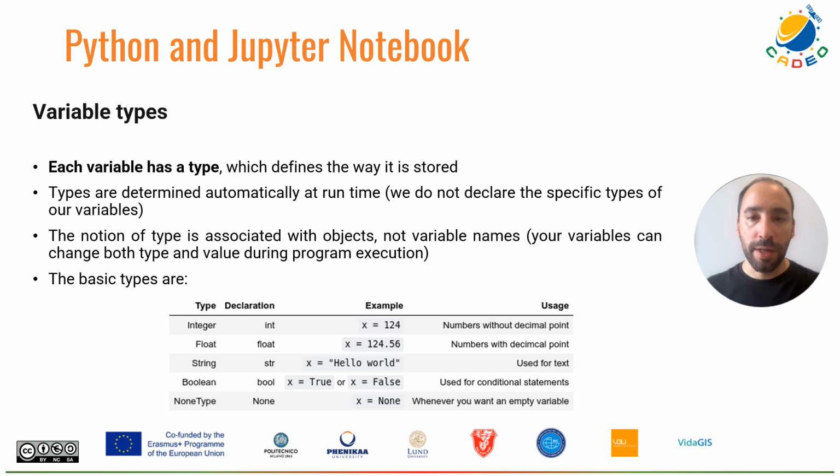This means that you don't have to declare the types of your variables beforehand. It is important to understand that the type is associated to the object, not just to the variable name. This means that a variable can change both its type and its value while the program is running. Let's look at some basic types you will for sure encounter in your Python experience.